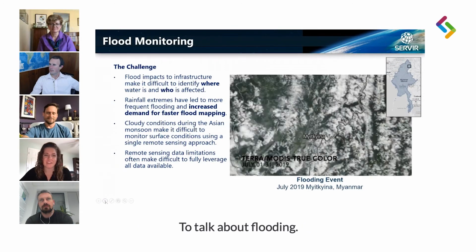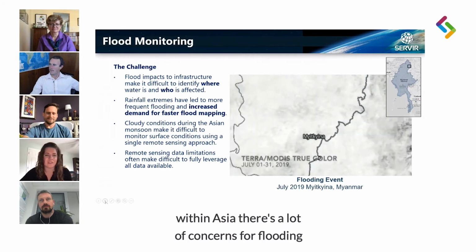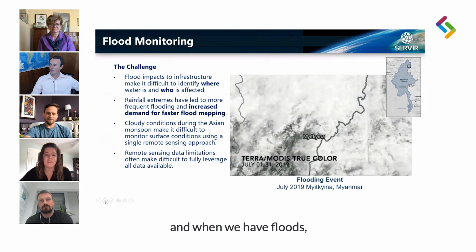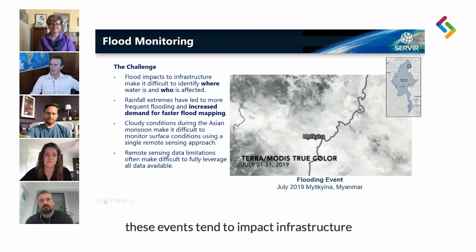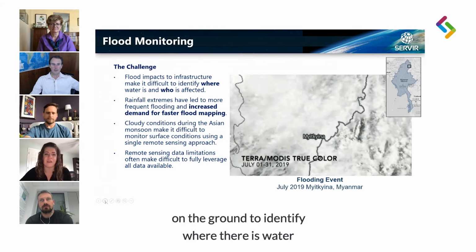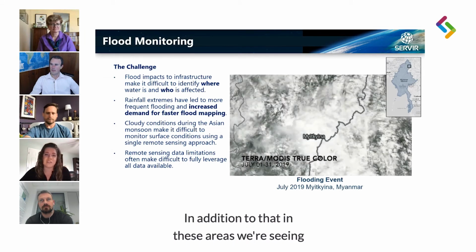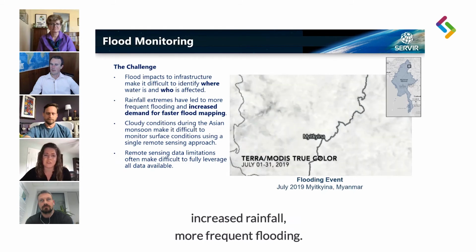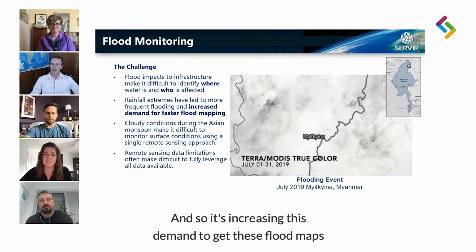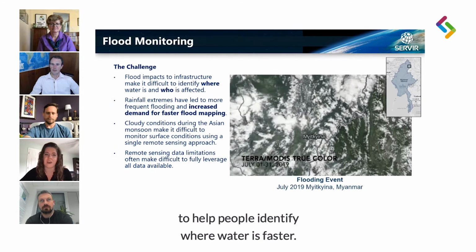To talk about flooding, so as the previous video just showed, within Asia, there's a lot of concerns for flooding. And when we have floods, these events tend to impact infrastructure and make it very, very difficult for people on the ground to identify where there is water and then who is affected. In addition to that, in these areas, we're seeing increased rainfall, more frequent flooding. And so it's increasing this demand to get these flood maps to help people identify where water is faster.